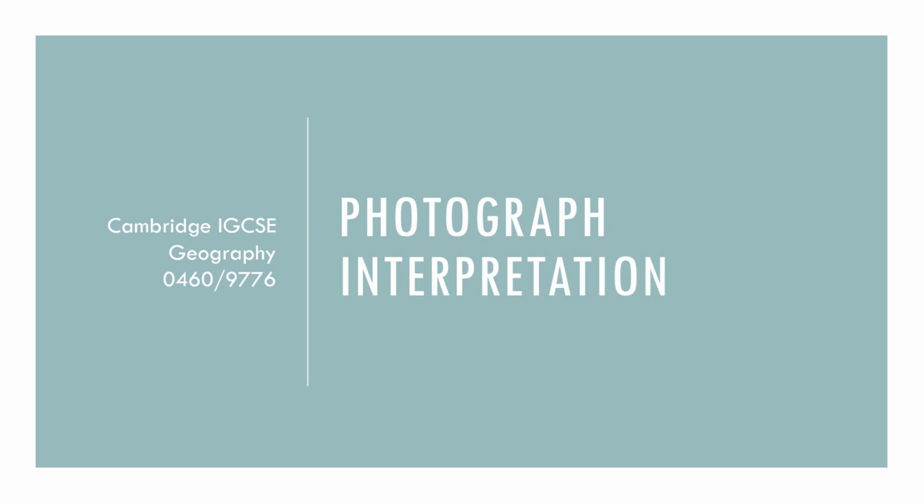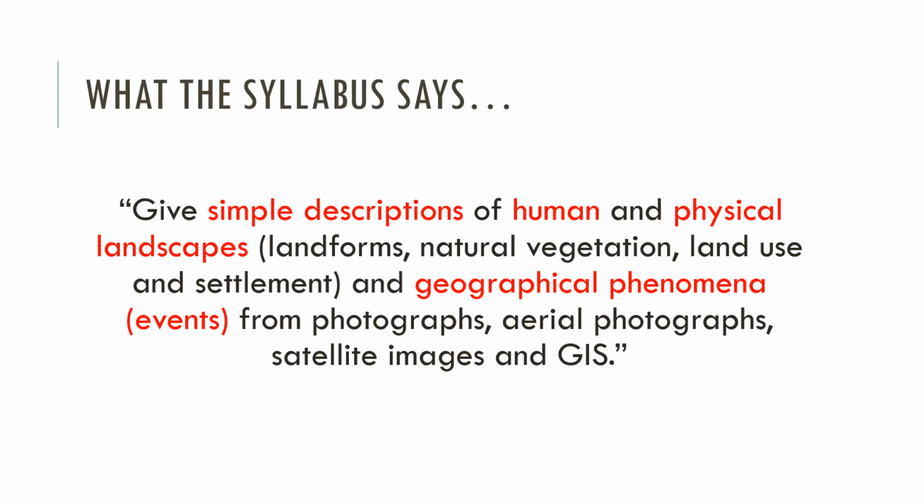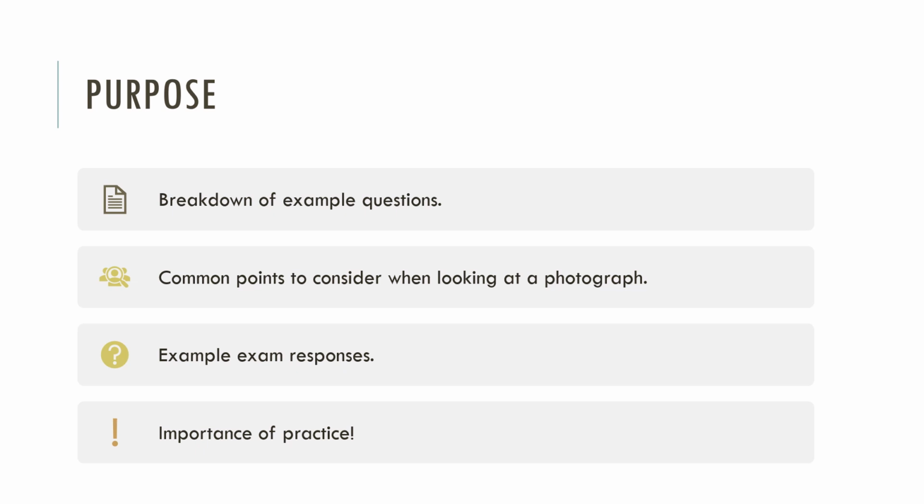Okay, in this video on photo interpretation for the Cambridge IGCSE geography paper, I'll be taking you through the theme of rivers. So when interpreting a photo, just as a recap, what we have to do is give simple descriptions of human and physical landscapes and any geographical phenomena that we can see in the photographs, aerial photographs, satellite images, GIS.